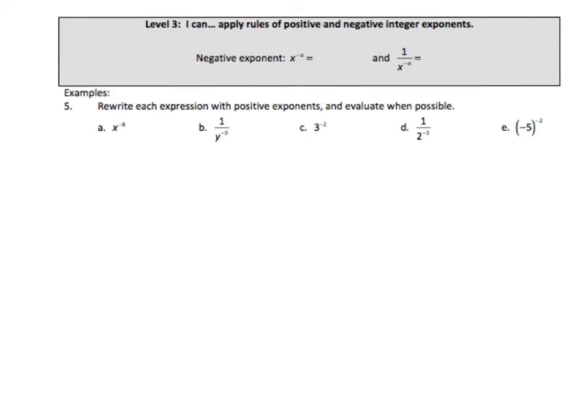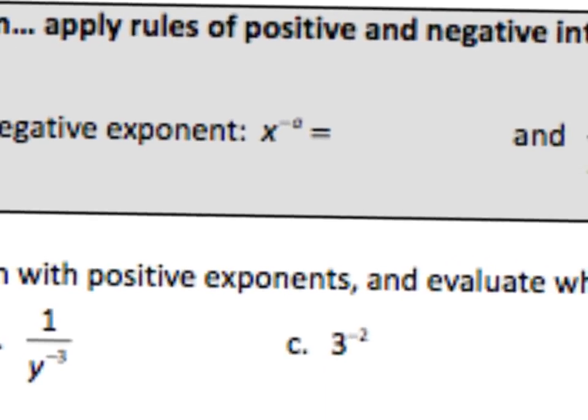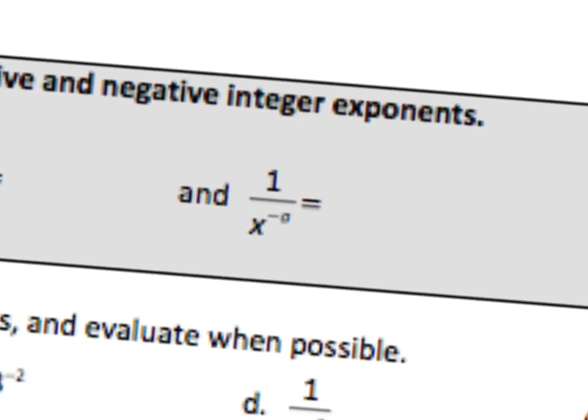So we're going to rewrite each exponent with positive exponents, evaluate when possible. So what we're going to do is we need to make every exponent positive. The way you do that, if you think about it, is this. Okay, I'm going to go up to this gray box here. So when I have a negative exponent, I'm just going to write this off to the side.